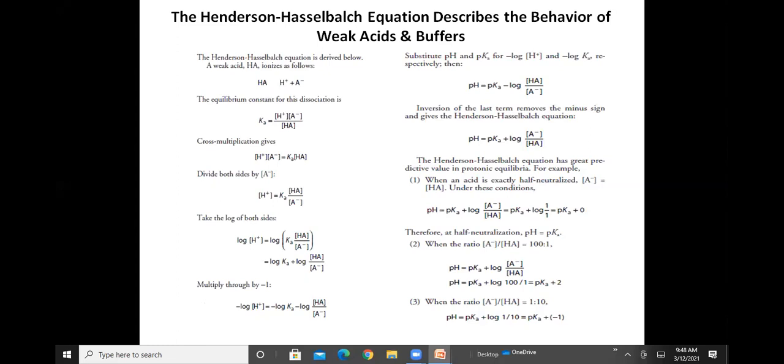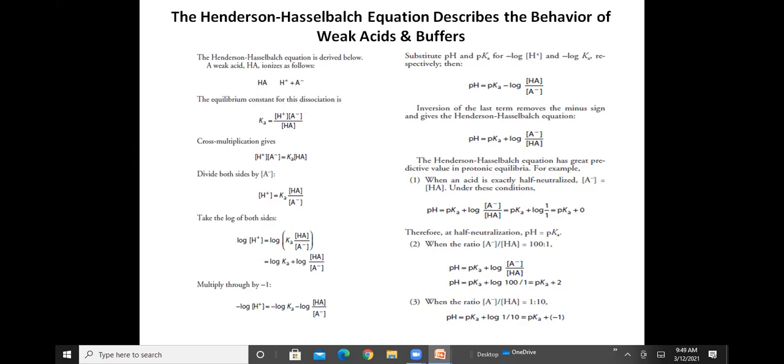So when the ratio of conjugate base to acid is 100 to 1, that means you have a low concentration of the acid. What you expect is that the pH would increase. So the pH equals pK plus 2.